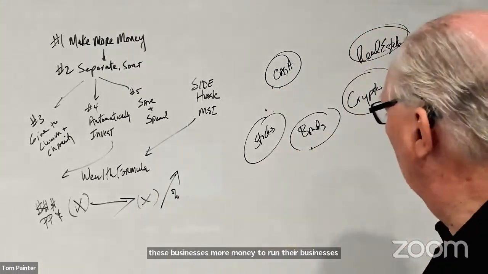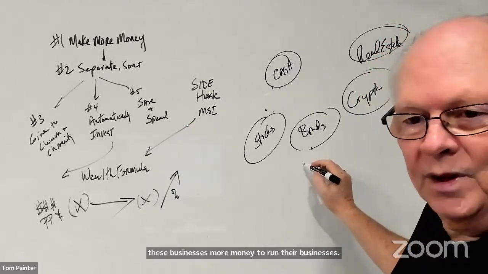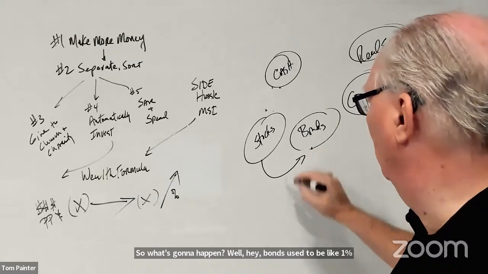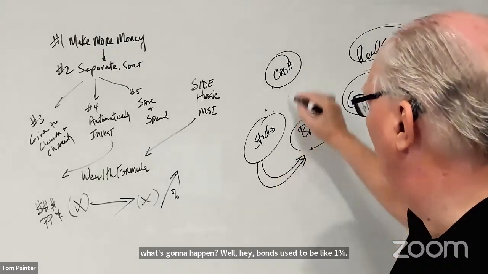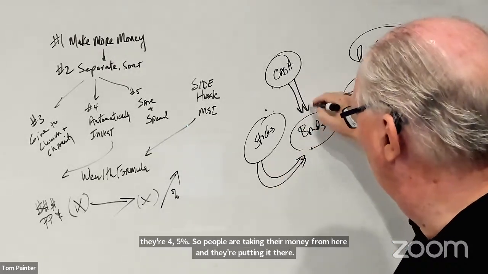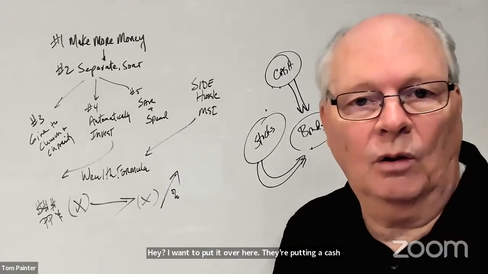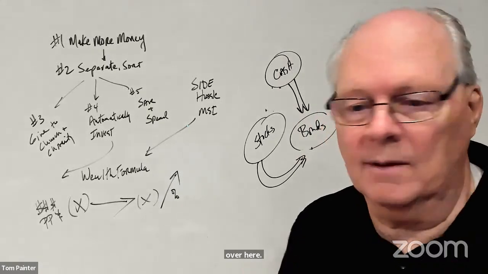happen? Well, hey, bonds used to be like 1%. Now they're 4 or 5%. So people are taking their money from here and putting it there. Hey, I want to put it over here. They're putting their cash over here. As a result, the value of the bonds is going up. More people are chasing the bonds.